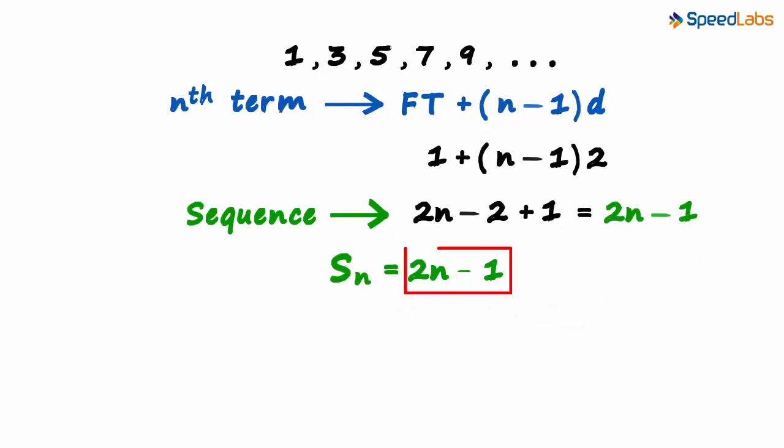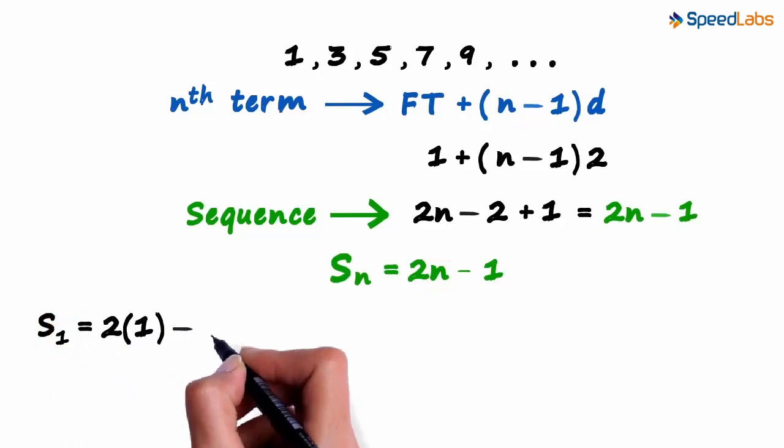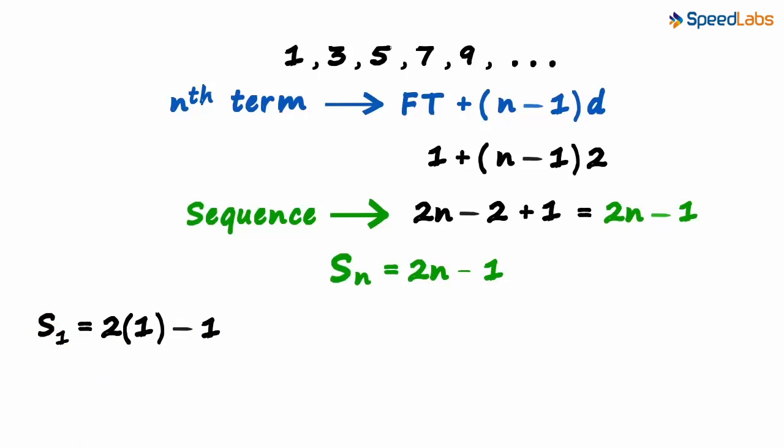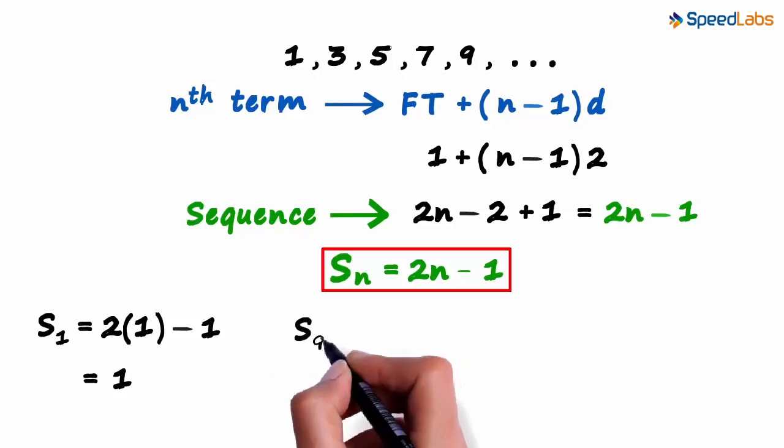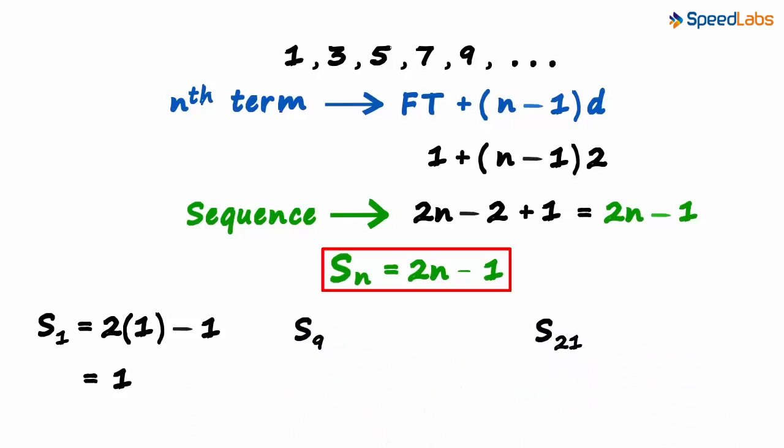If we call this sequence S, the first term of the sequence will be written as S1. To find the first term, all we do is substitute 1 in place of n. We get 2 times 1 minus 1. And 2 minus 1 gives us 1. Now with this formula, try finding the 9th and the 21st term of the sequence.